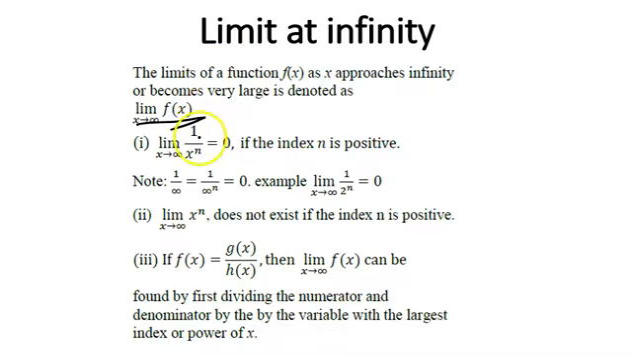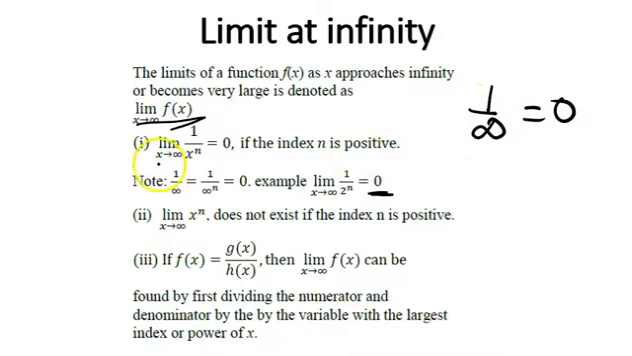Now the first case is the limit of 1 over a variable raised to a certain power, where the power is positive. In short, anytime you have 1 over infinity, the answer is 0. So let's take note. Anytime you have 1 over infinity, the answer is 0.